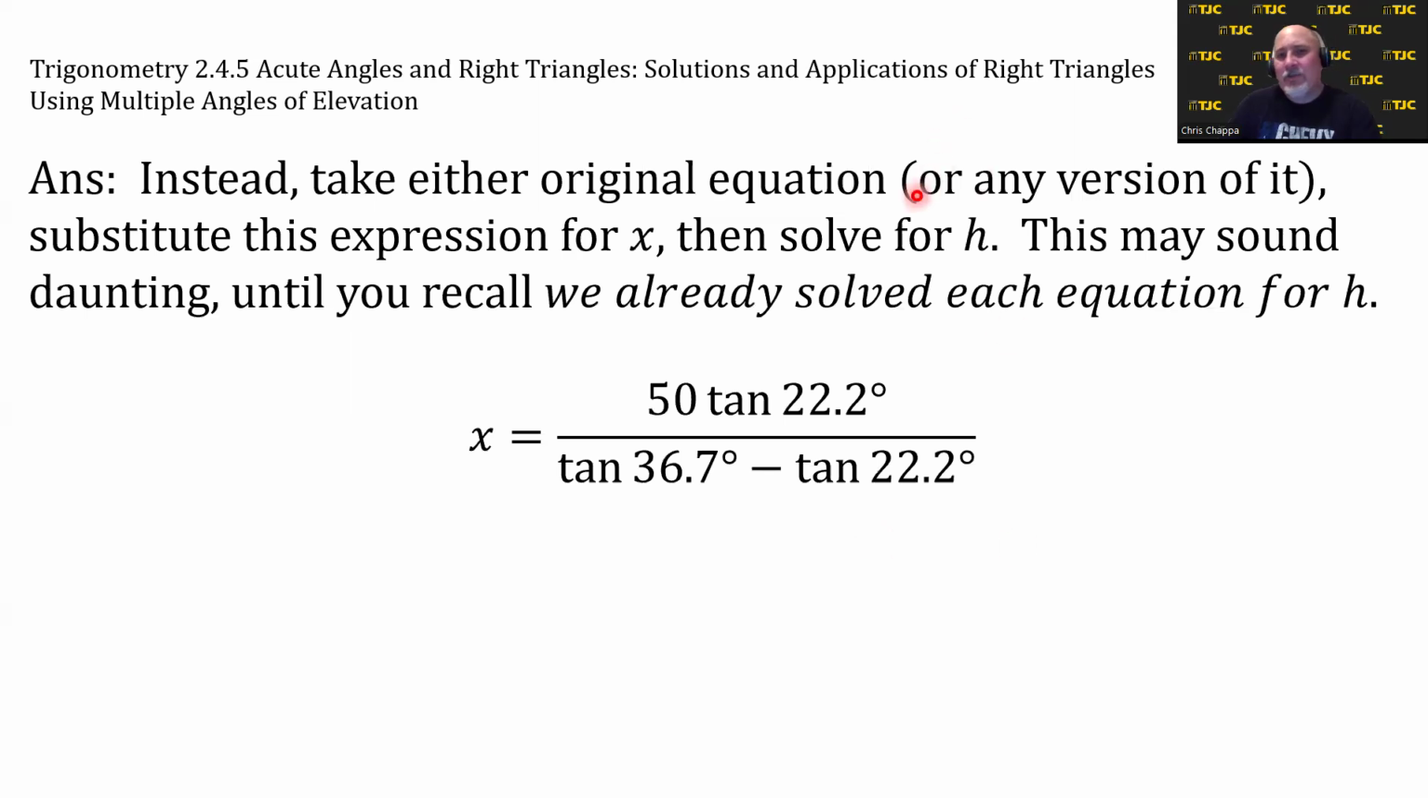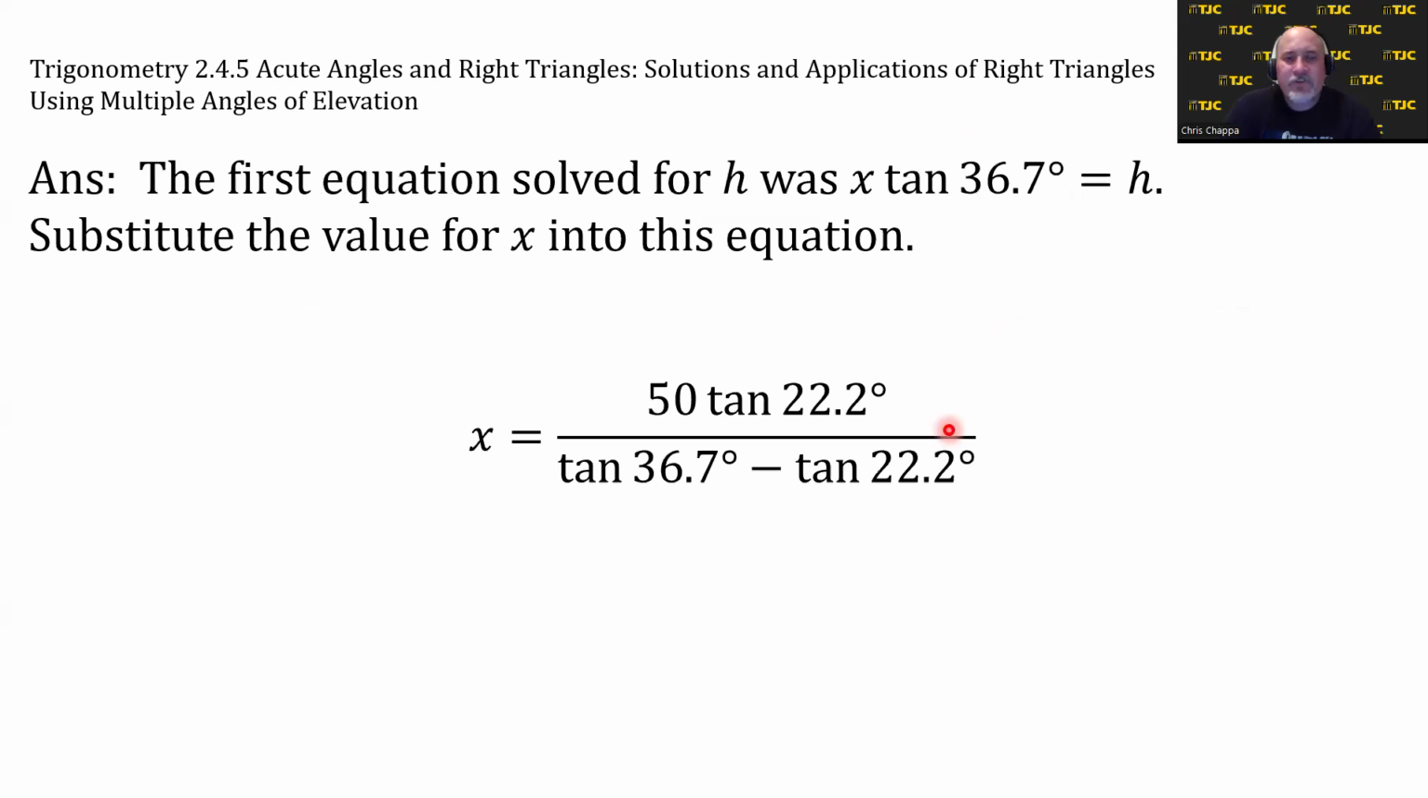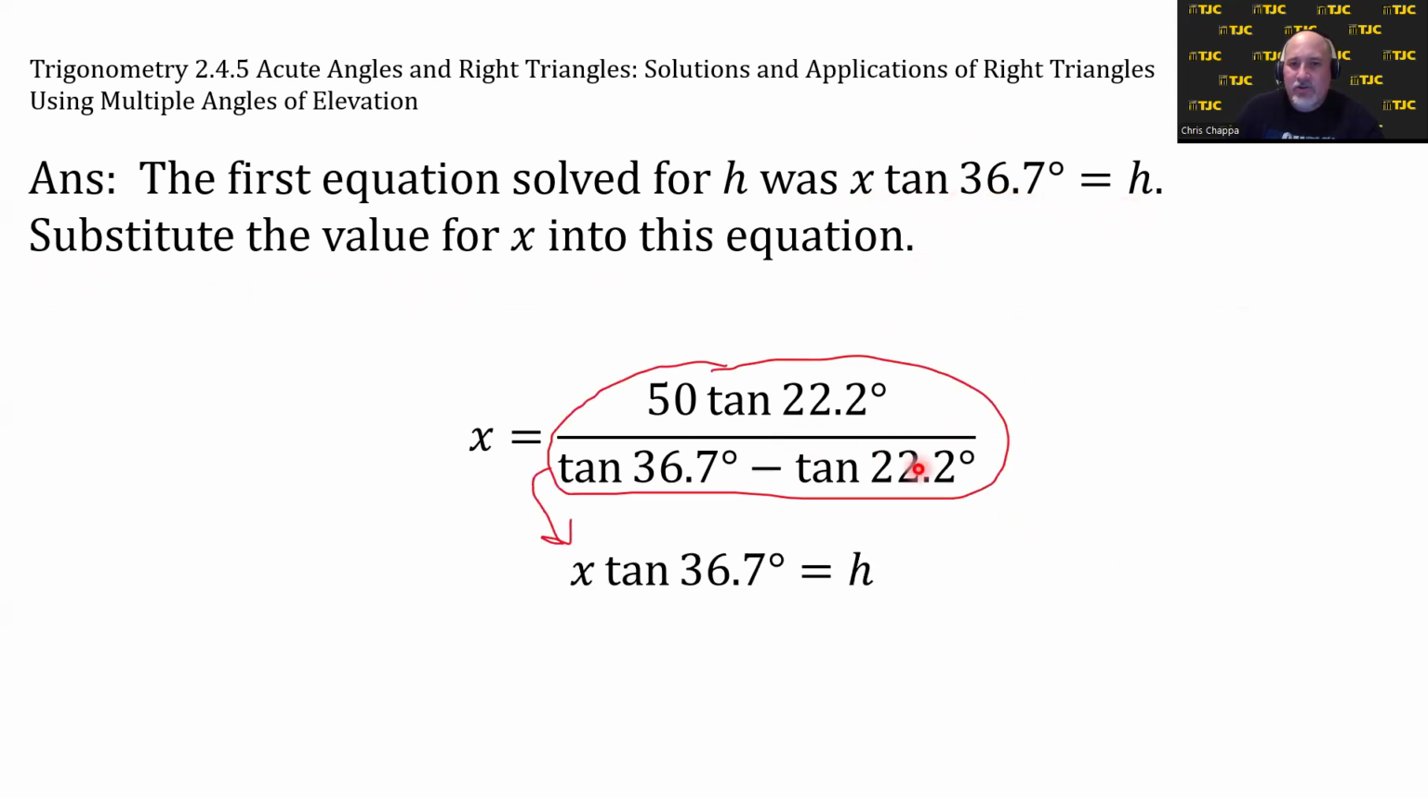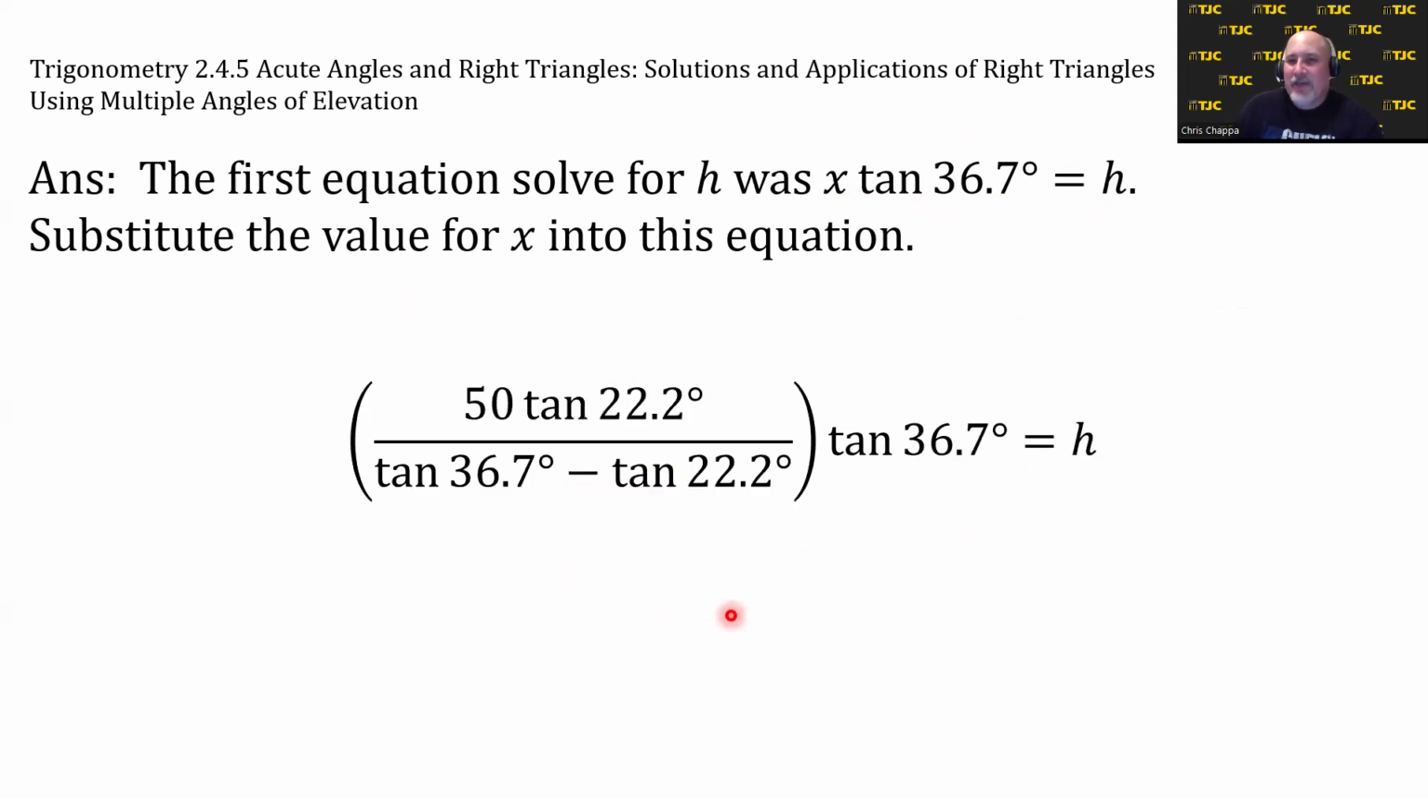Instead, we want to take either original equation or any version of it, substitute this expression in for x, and solve for h. And this may sound daunting until you recall that we've already solved each equation for h, so we can take advantage of that. The first equation solved for h was x tangent of 36.7 degrees equals h. We'll substitute this value for x into that equation. So grab all this, put it right here where the x is, and we get this mess.